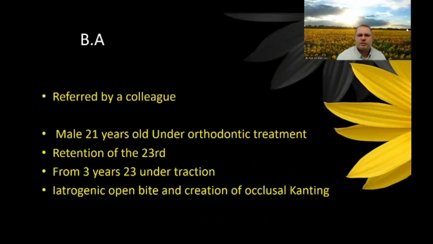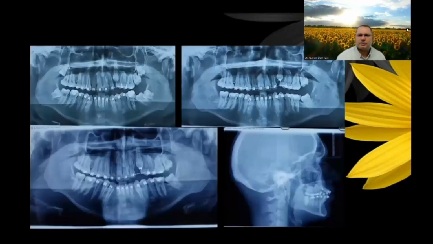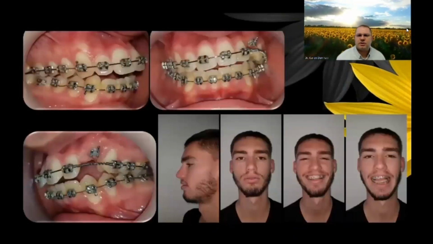This is a referral from a colleague to Dr. Baruti, male, 21 years old, under orthodontic treatment, retention of 23, and he was for 3 years under traction, which caused an iatrogenic open bite and the creation of occlusal canting. As you can see, nothing can move a tooth with internal resorption. The case was treated just with 2-dimensional figures, and no one had the idea to do a CBCT.